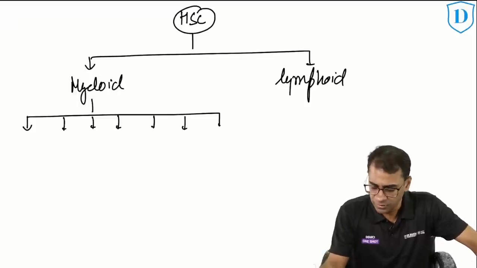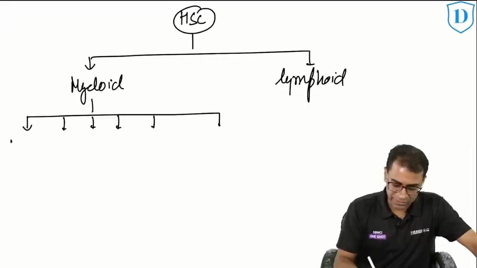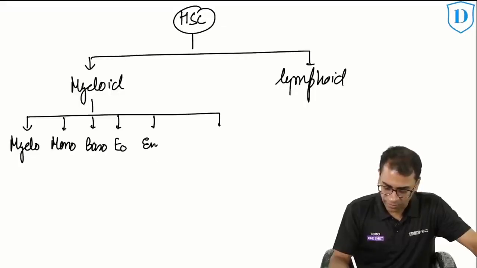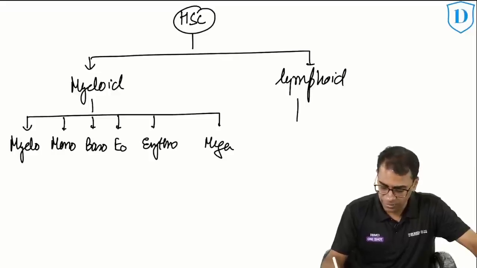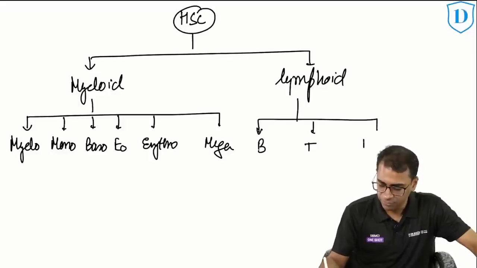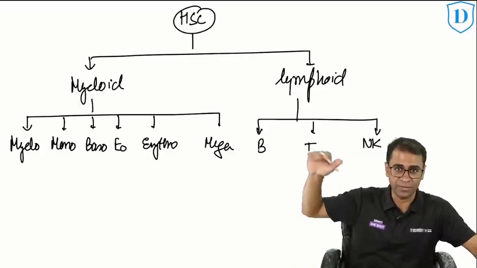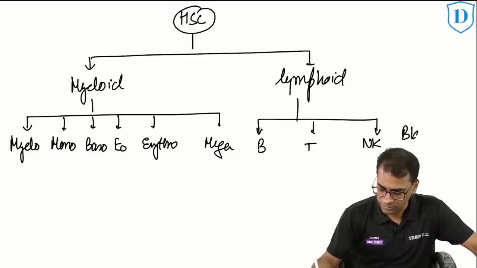Blasts which come from the myeloid series are myeloblasts, monoblasts, basophilic blasts, eosinophilic blasts, erythroblasts, and megakaryoblasts. These are all blasts. The lymphoid series makes blasts by the name of B lymphoblasts, T lymphoblasts, and NK lymphoblasts. So this whole line is the line of blasts.